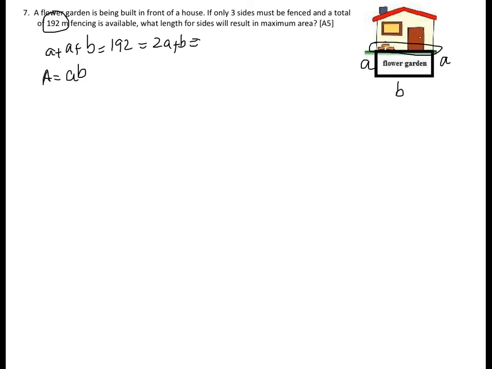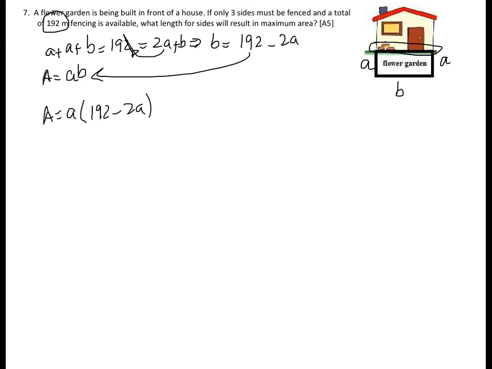So from here, I'm going to find that b is 192 minus 2a when I move 2a to the left, and then I substitute b back here, so I get area is a times 192 minus 2a. If I distribute this inside, I'm going to get 192a minus 2a squared, which is the same as negative 2a squared plus 192a.